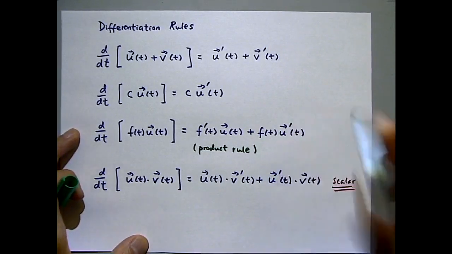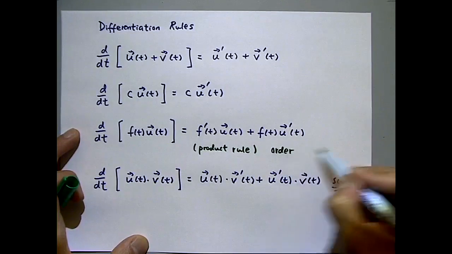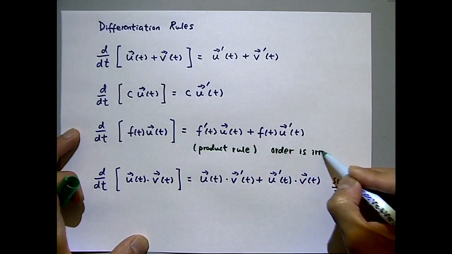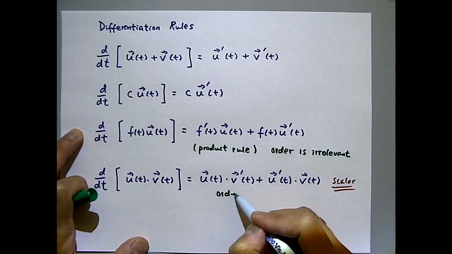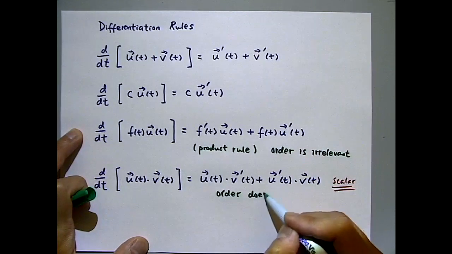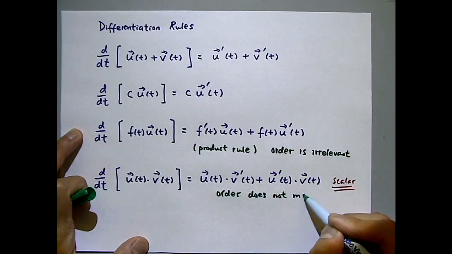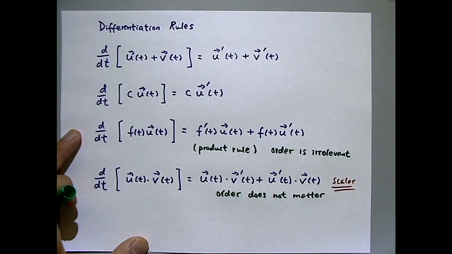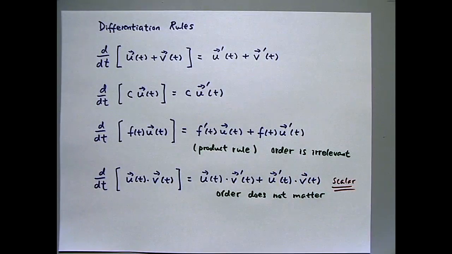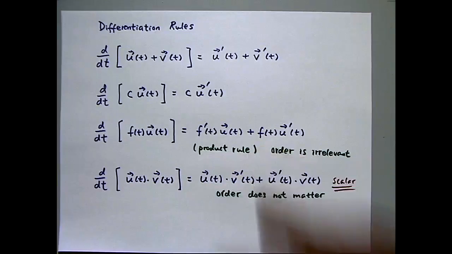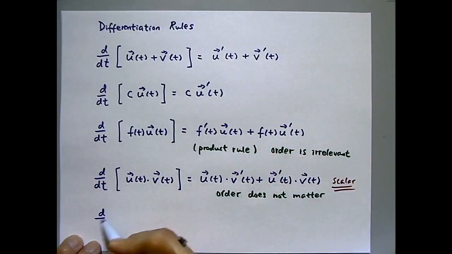In these two cases, the order is irrelevant. Because you know v dot u and u dot v are the same thing. So if you switch the order of these two, switch the order of everything, nothing changes. Same thing here. Then the last one here we're going to be looking at.